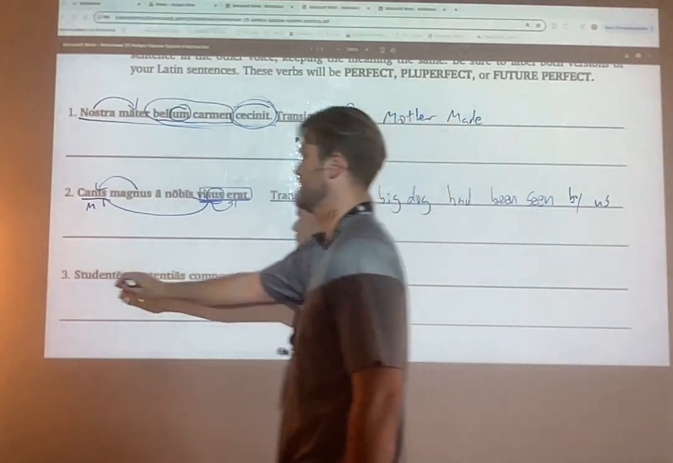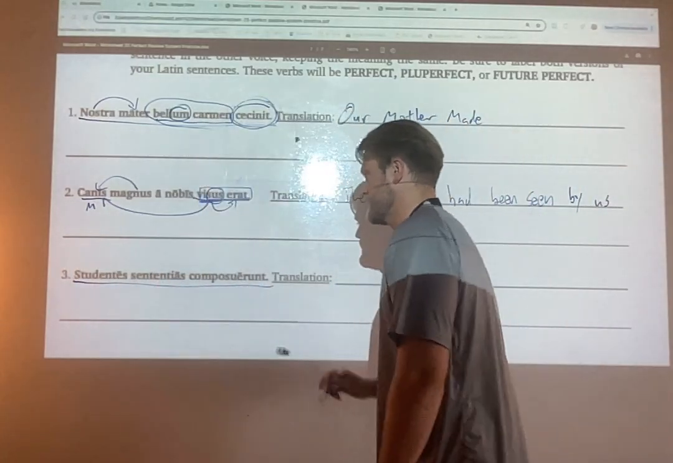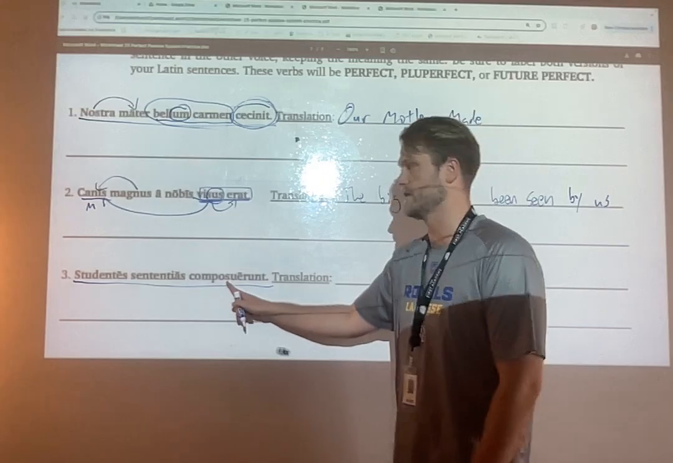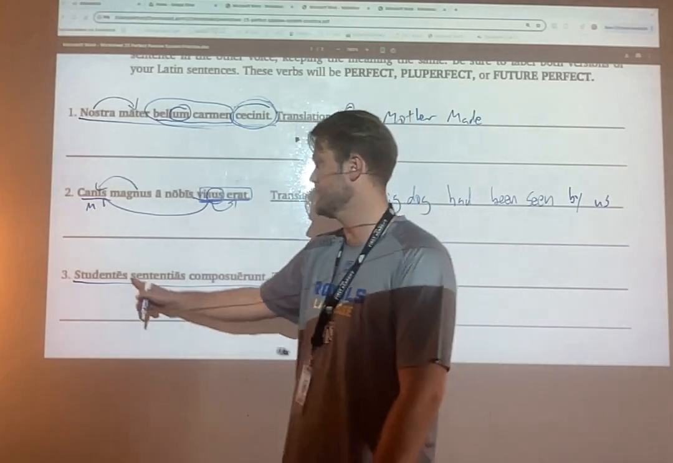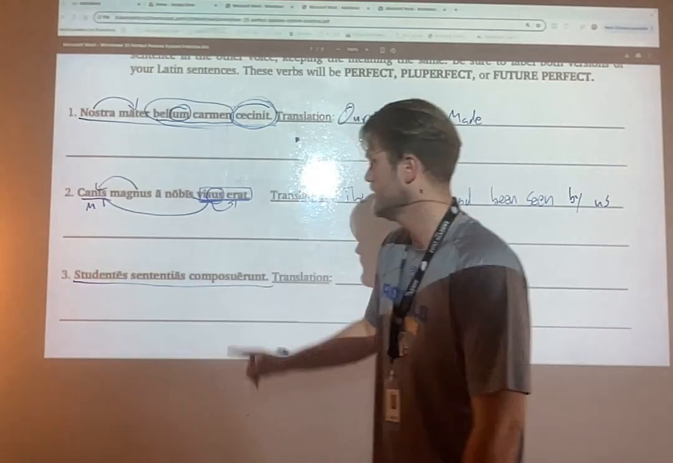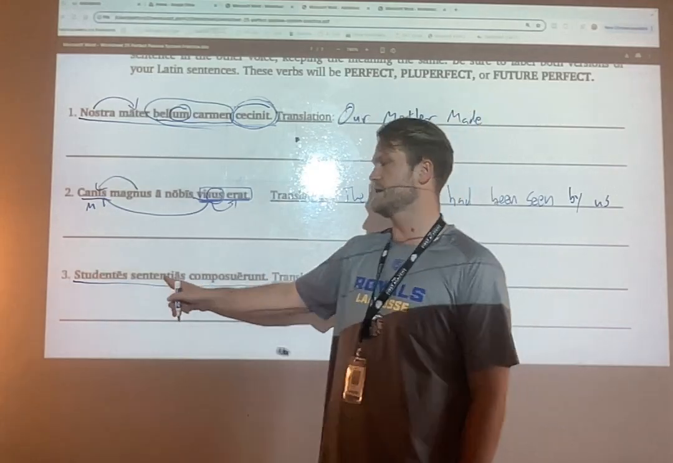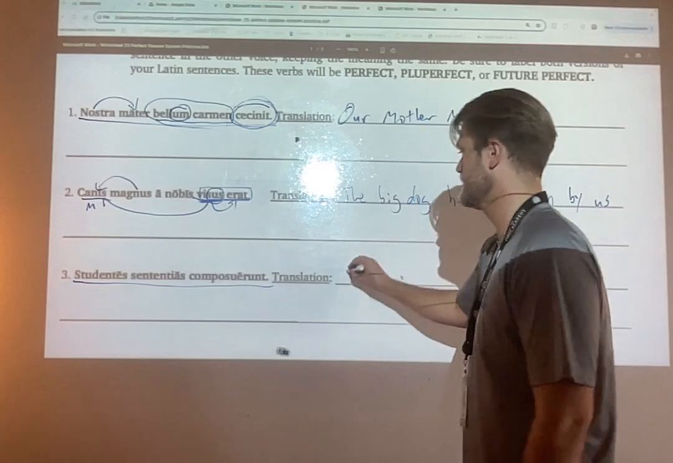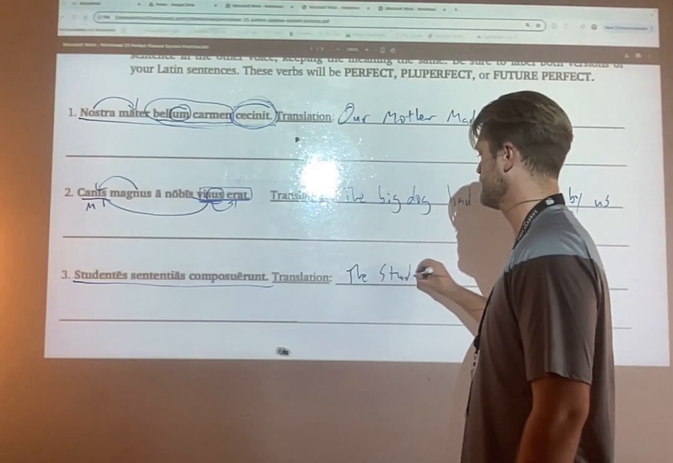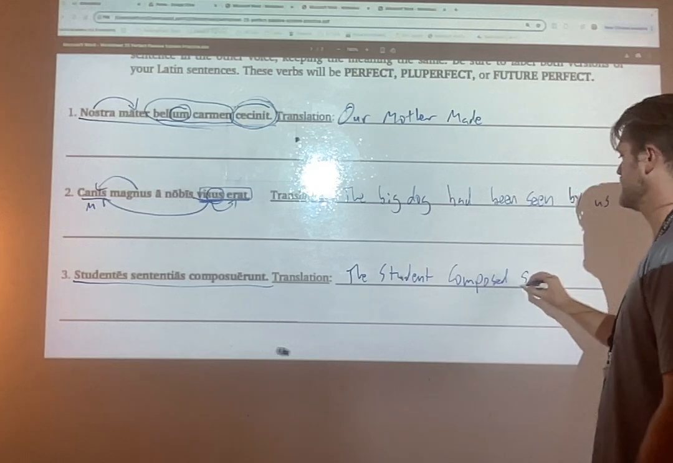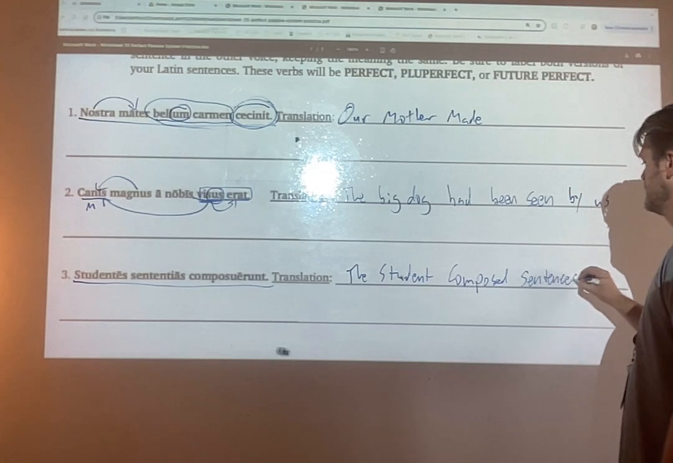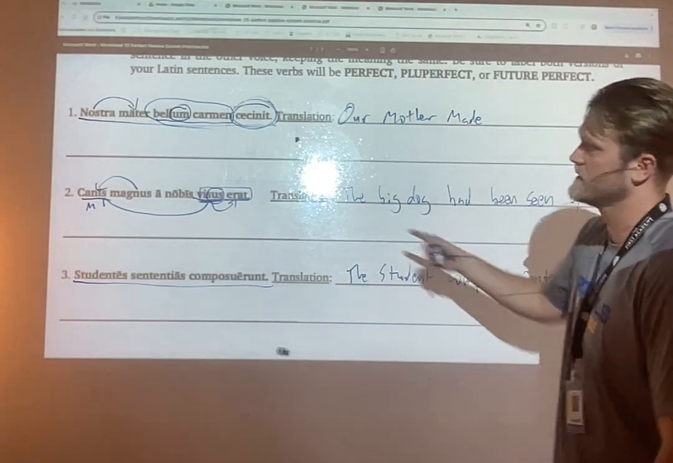Now, here we go. This one's not too difficult. We just got 3 words in there. That verb means exactly what it looks like, okay? Studentes, what do you think that means? It means students, okay? The students composed sentences, all right? So that's what this is. The student composed sentences.